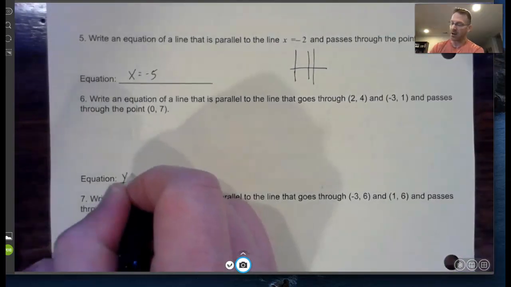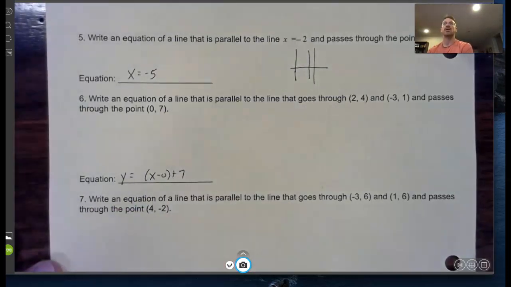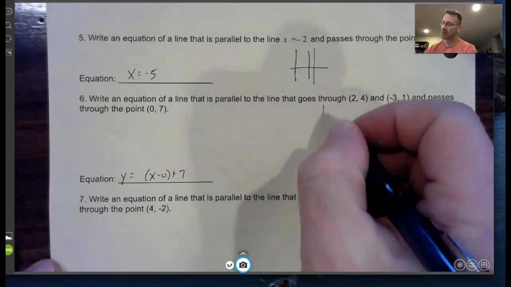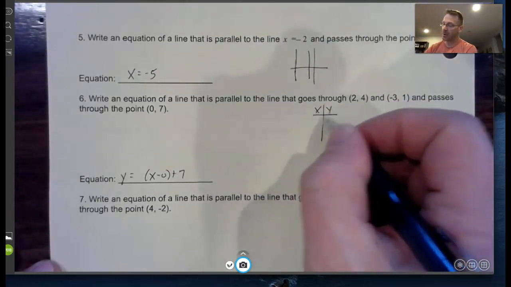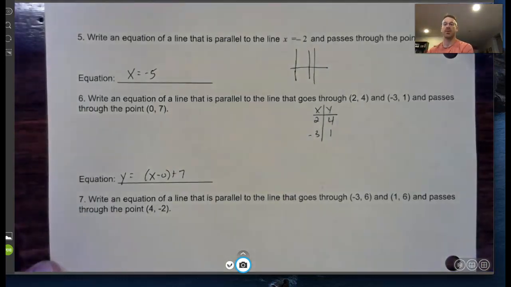Well, once again, I know what point it passes through, so I can do that, right? So what I need, once again, is slope. And so what's changing is how do I find slope? If I have an equation, I can look for it, or I manipulate the equation to get it. If I have 2 points, we just want to make an XY table real quick. So 2, 4, negative 3, 1, and we want to just find our slope this way.